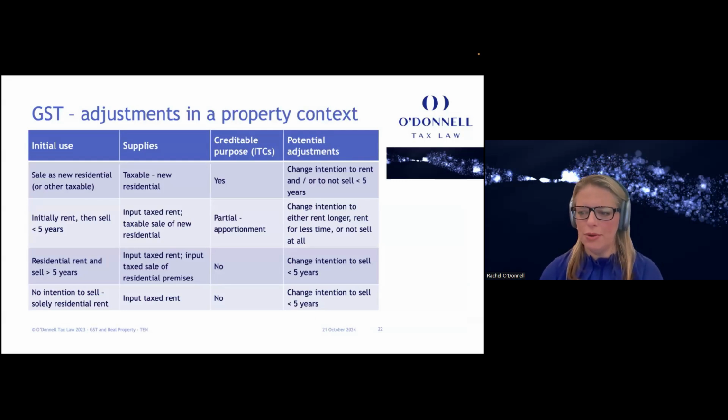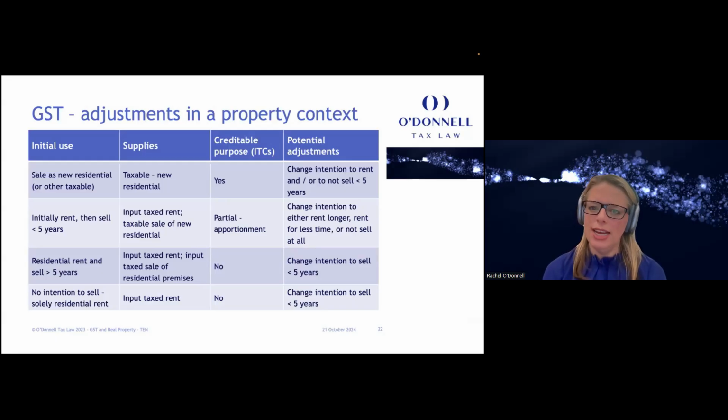So I've got there, for example, the original intention in that first column. So where you acquire property and you're intending to sell it as a sale of new residential property or something else that's taxable, such as vacant land or commercial premises, then the supplies would be taxable. So taxable, I've got there, yes, new residential in that example there. And you'd be entitled to an input tax credit. You've got a creditable purpose. You'd claim back the input tax credits on that purchase of the property, on that acquisition.